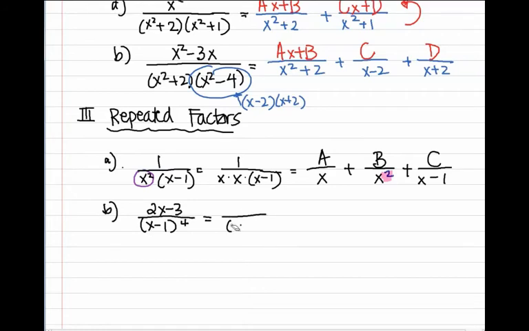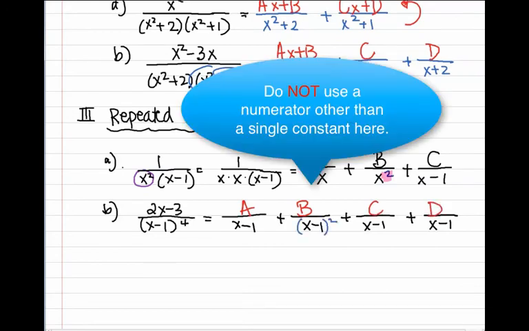So we should have four fractions: x minus 1, x minus 1, x minus 1, and x minus 1. Because they are all linear, A, B, C, D goes on top. And because these are repeated factors, the next one will be quantity squared, quantity cubed, and quantity to the fourth.